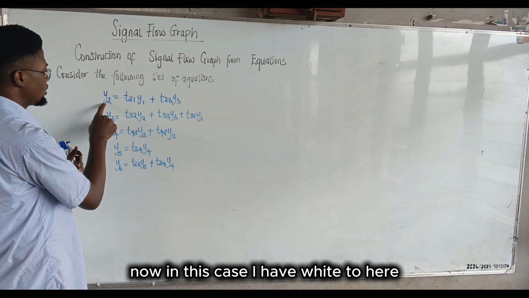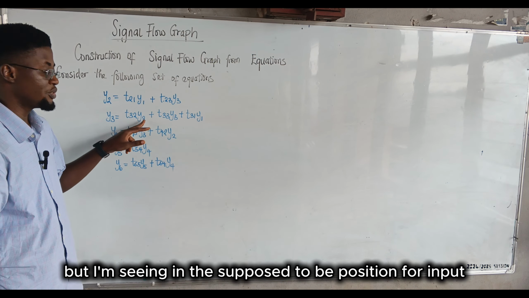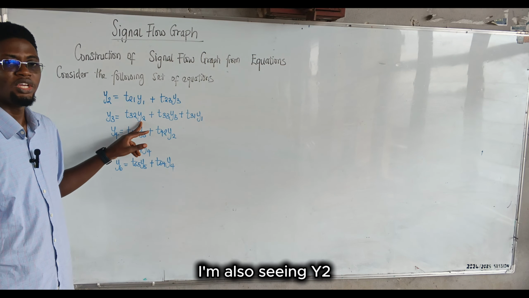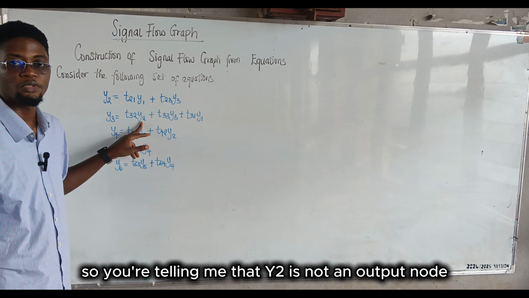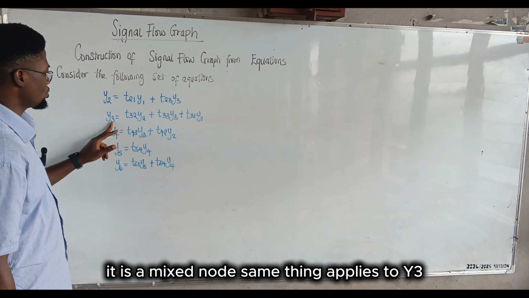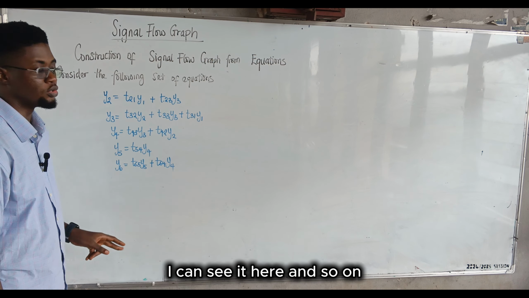But where you see the output and the input in the same position, look at this case now: I have y2 here. This is right, an output node. But in the position supposed to be for input, I'm also seeing y2. So it's telling me that y2 is not only an output node, it is a mixed node. Same thing applies to y3. I can see it here, y4, I can see it here, and so on.